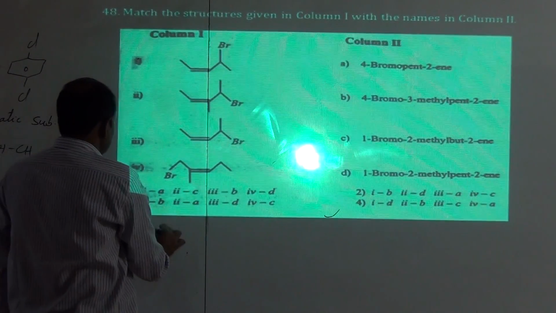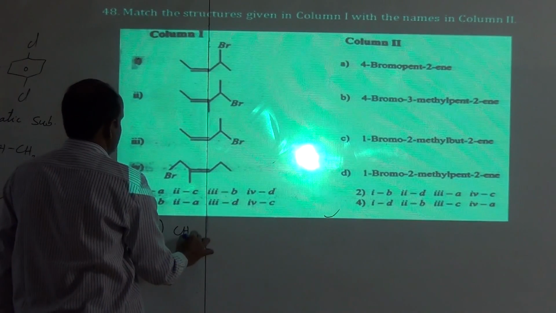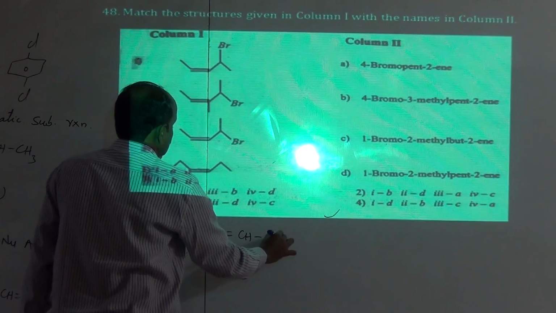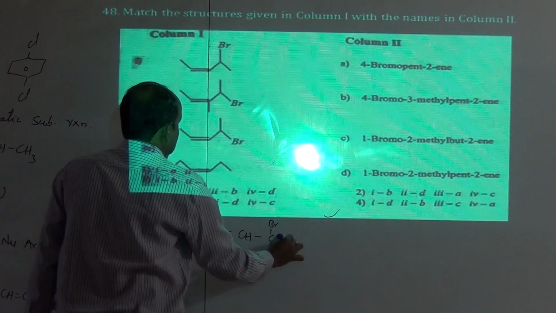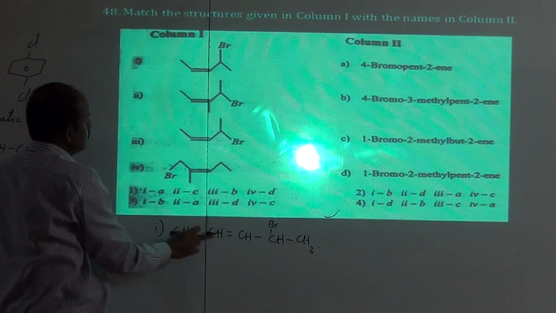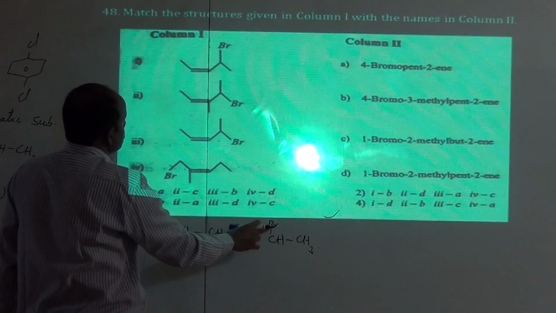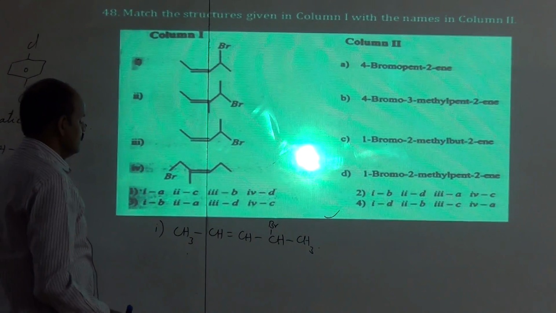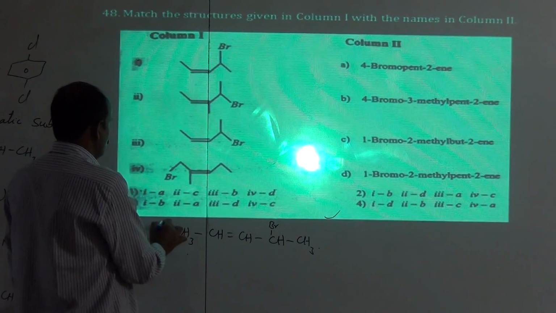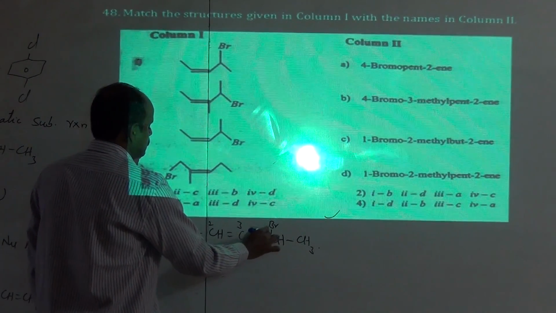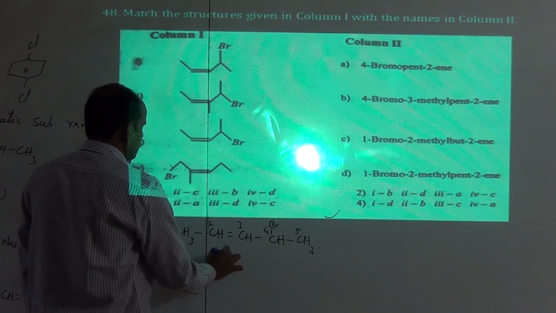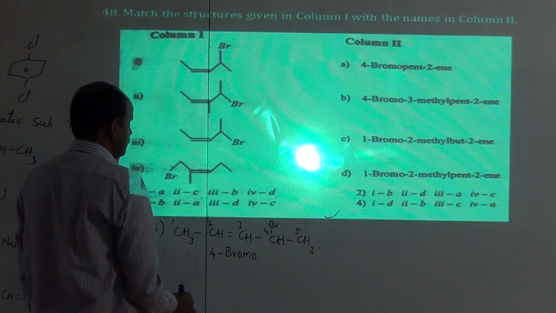First molecule can be written as CH3, CH double bond CH, CHBr, CH3. Then we have to give the numbers 1, 2, 3, 4, 5. Then on the fourth carbon what is there? Bromine is there. That's 4-bromo.